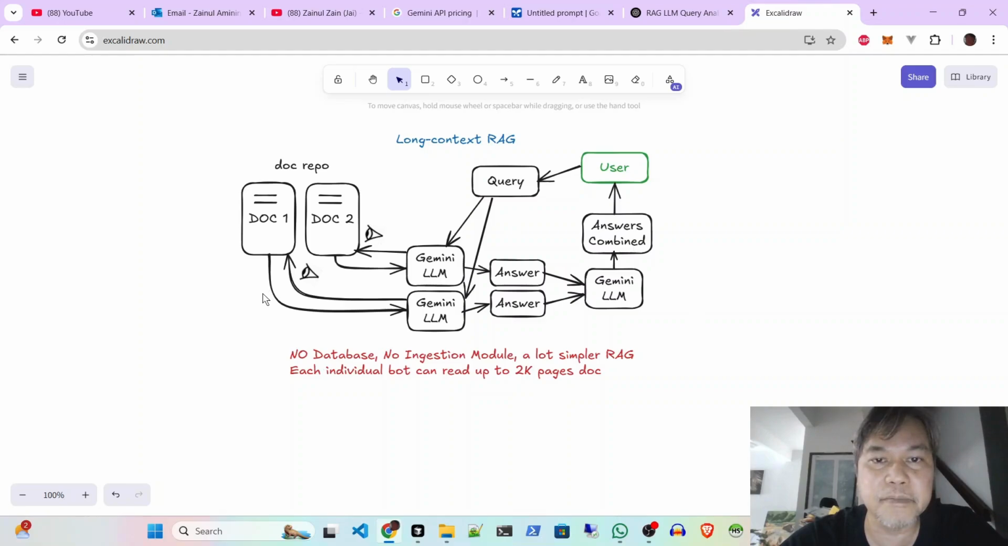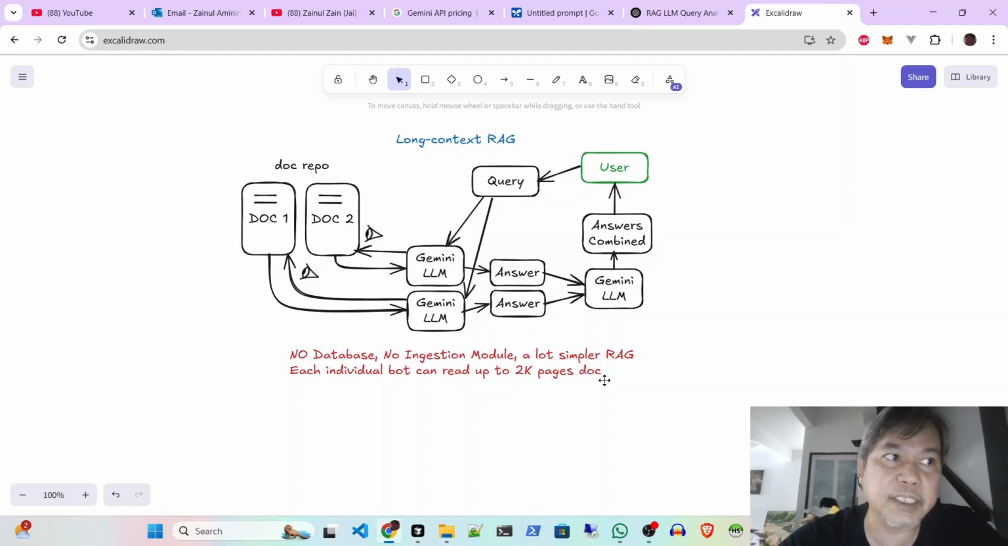In this setup, to me, it's kind of like a perfect RAG, because if you look at this, there is no database, no ingestion module, and the setup is a lot simpler, right? And because it can read up to a 1 million token input window, each individual bot here can read up to 2,000 pages of document, which is quite a lot.